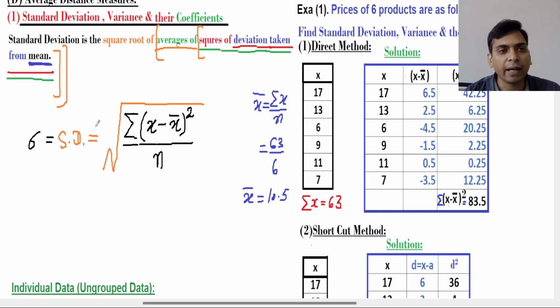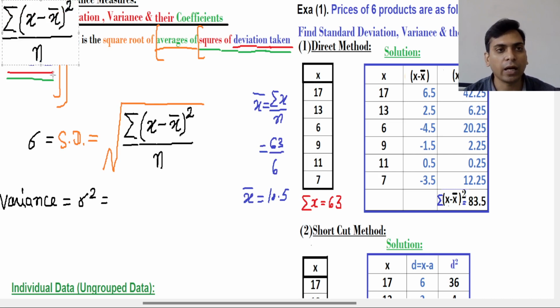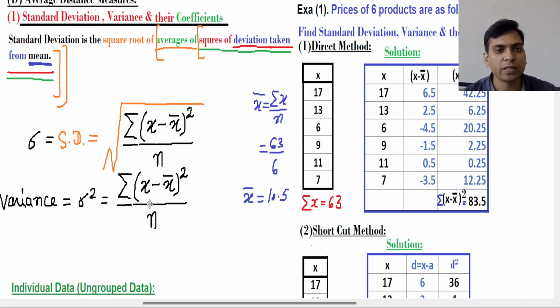Now we will talk about variance. What is variance? Variance is simply the square of standard deviation. This means this term without the under root. So I can copy this term. This term without the square root is considered variance. Now we will see their coefficients.